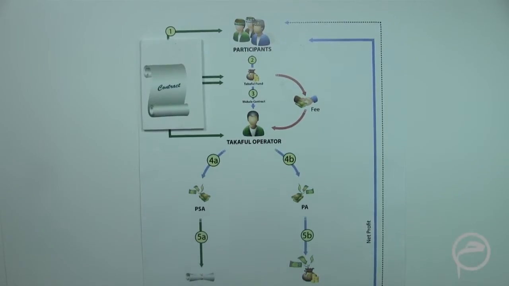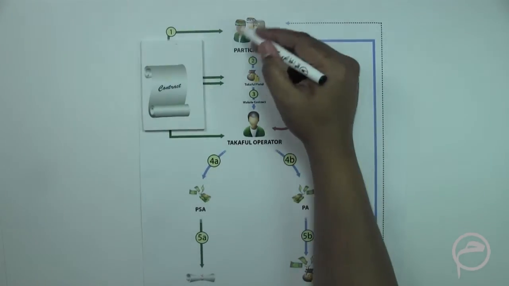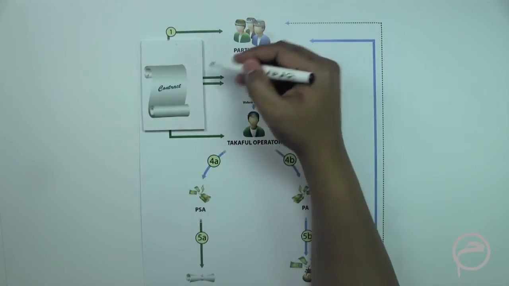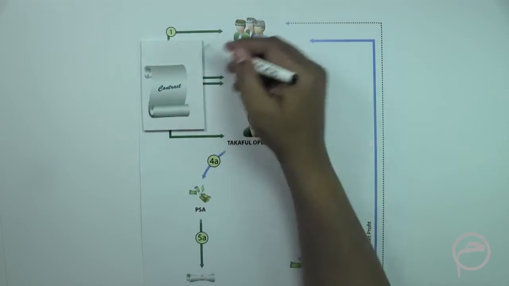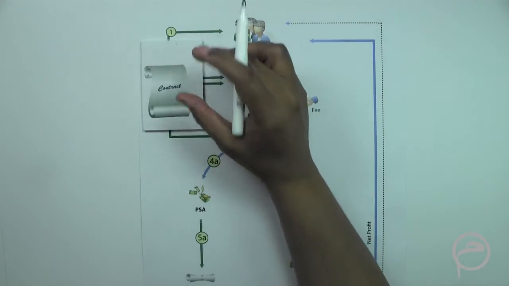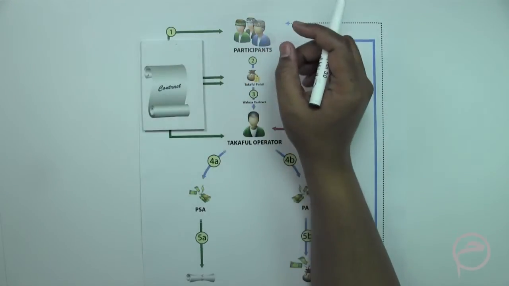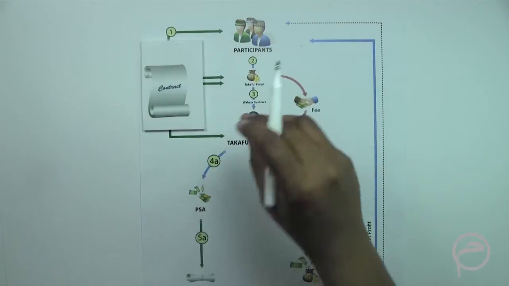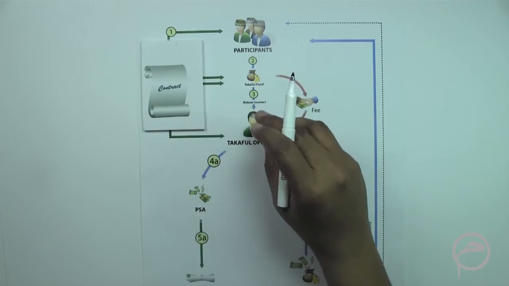Bismillah ar-Rahman ar-Rahim. Now let us discuss the Wakala model. In the Wakala model, these are the participants. The participants enter into a contractual arrangement with the Takaful fund and the Takaful operator. This contractual arrangement is based on the principle of Wakala, meaning agency, right? So the Takaful operator is appointed as an agent of the participants to do two activities.